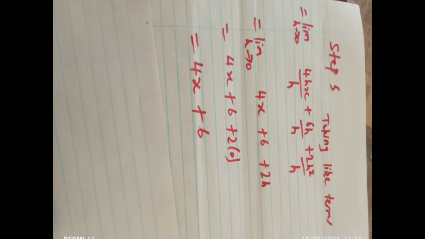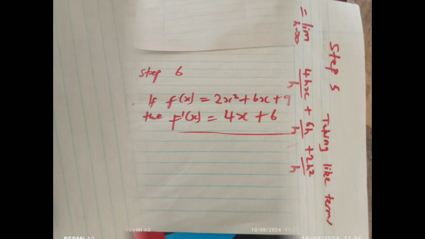So we are now putting h to be 0, as we already said, the limit of h is equal to 0. So we are now saying 4x plus 6 plus 2 times h. H is 0, so 2 times 0 we get 0. Then we will remain with 4x plus 6.